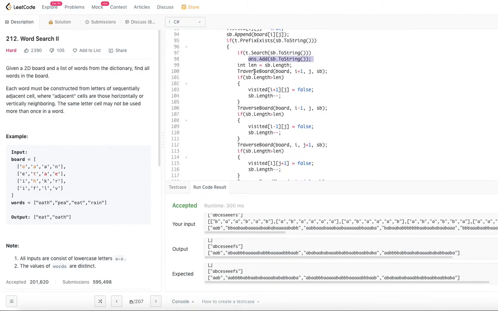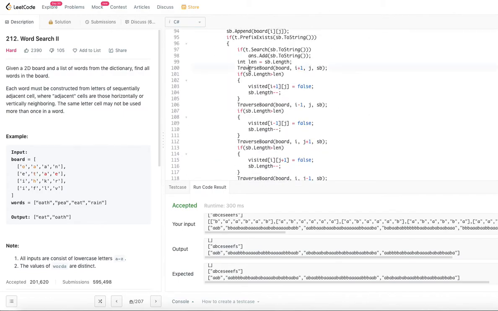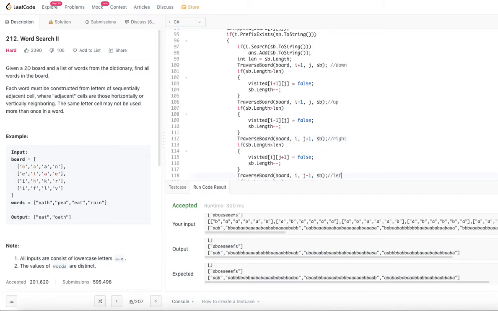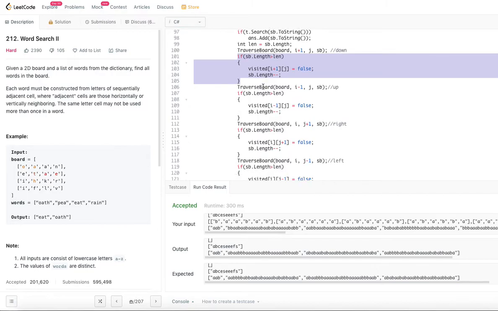And now what we said is, we are going to traverse through 4 different directions, right? Down, up, right and left. So that's what we will be doing. Traverse the board. So this is i plus 1, j. What is this? Down, right? And i minus 1, j. This is up. i, j plus 1. This is right. i, j minus 1. This is left. So these 4 different directions we are traversing. And while you traverse, you adjust your string builder. Once this traversal is done, you remove those characters, whatever you have accumulated so far. That's what I have been doing here, right? So that's what will be done.